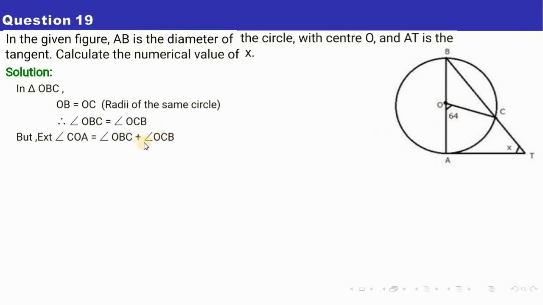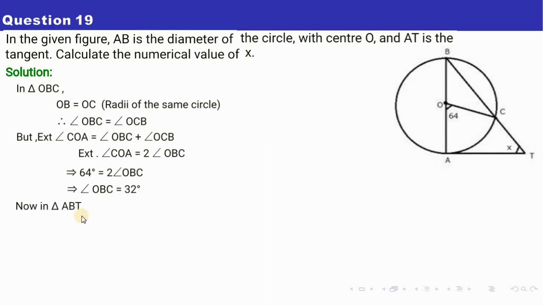We know that OBC and OCB are both the same, so instead of OCB I can write OBC. So we have OBC plus OBC, which is 2 times OBC. And what is the value of COA? Angle COA is given to be 64. So the 2 goes to the denominator and the value of OBC turns out to be 64 by 2, that is 32 degrees. So this angle is 32 degrees, and this is already 90 degrees.